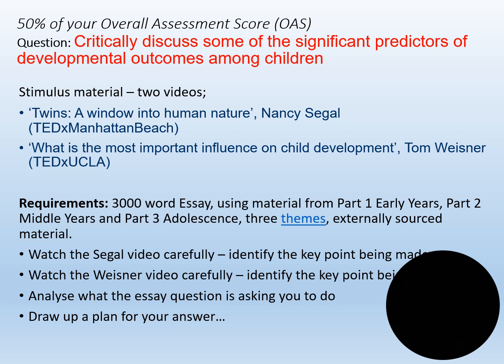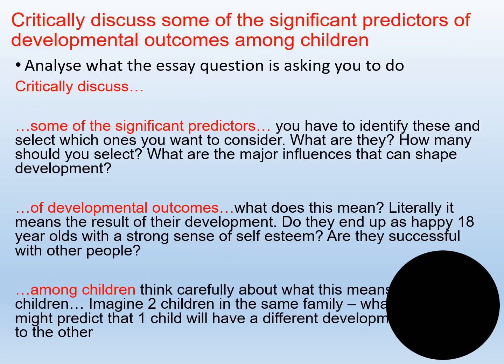You've got to write a 3,000 word essay using material from part 1, early years, part 2, middle years, and part 3, adolescence, picking up 3 different themes. So watch the 2 videos, think about what this question's asking you to do, and then draw up some sort of plan to help you organize your ideas. So analyze what the question's asking you to do.